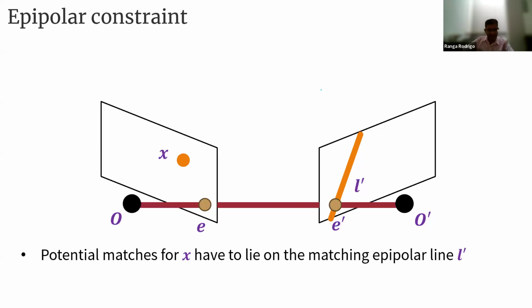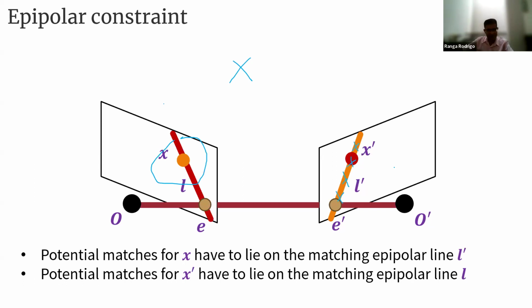All right. Potential matches for x have to lie on the matching epipolar line. So x is an image of some capital X in 3D, and the corresponding image can only lie anywhere on that epipolar line, nowhere else. So we don't have to search anywhere, but only along the epipolar line. Potential matches x prime have to lie on the matching epipolar line. So if we want to find the corresponding point in the other image, we only have to search along the corresponding epipolar line.